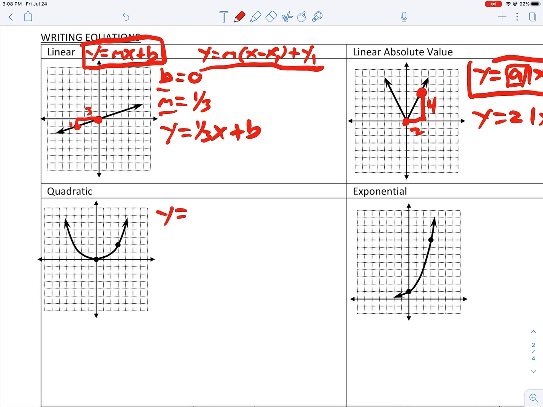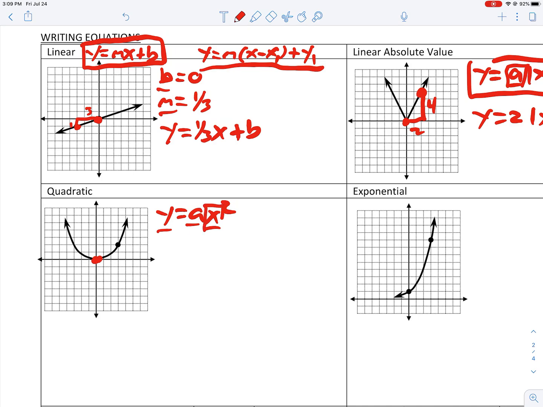Okay, quadratics, y equals ax squared. Out of those three variables, which one do I actually need to know? I just need to figure out a, right? Because it's centered at the origin. It hasn't been shifted. So I just got to figure out a.